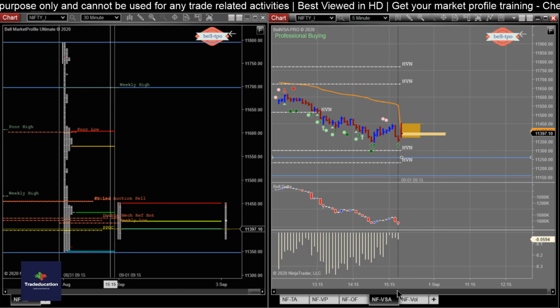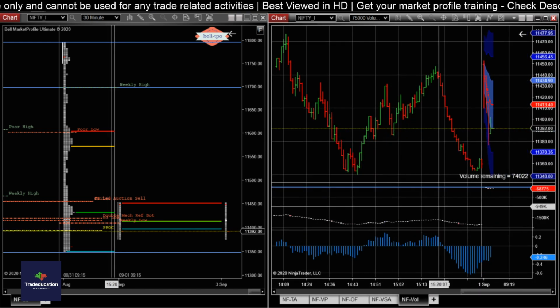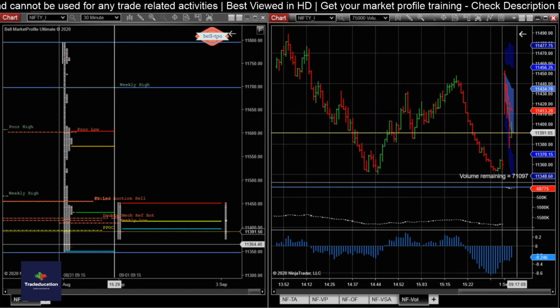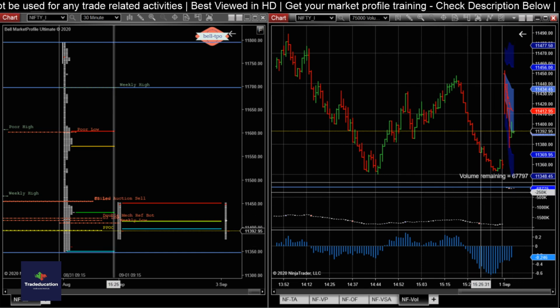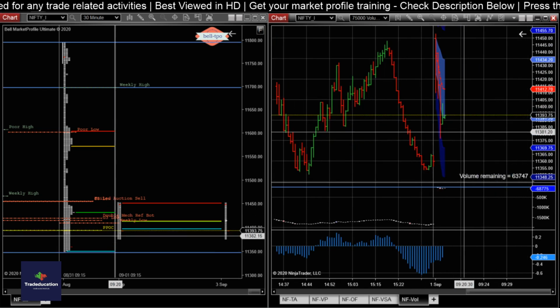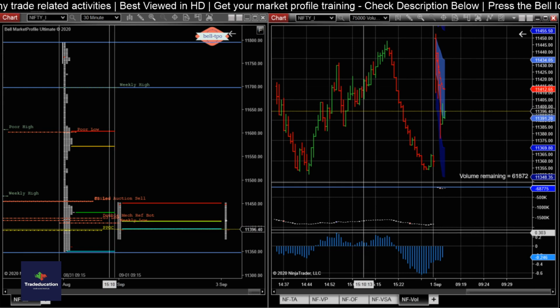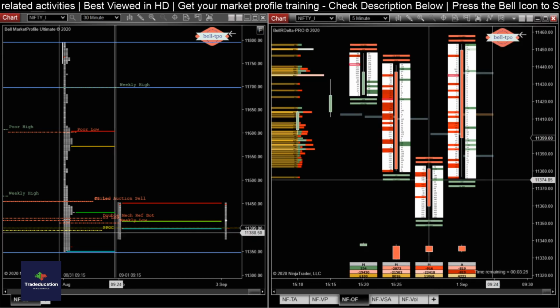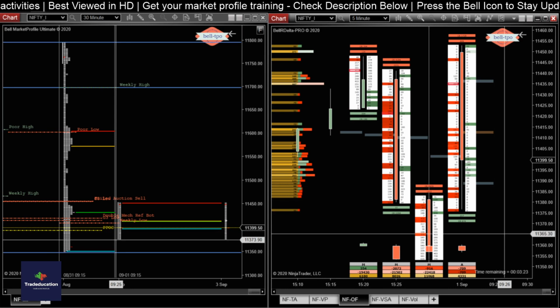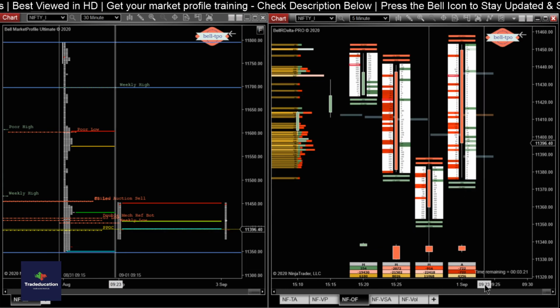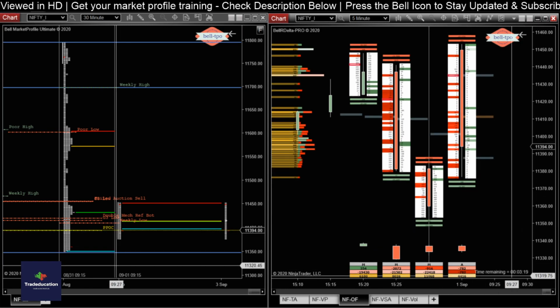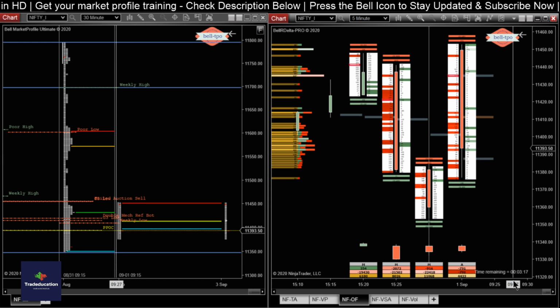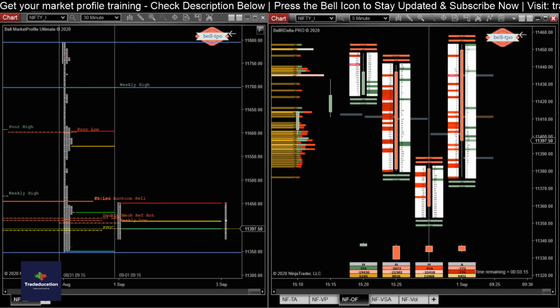See the negative delta. Let me switch here and yeah. If you see the selling pressure coming in, negativity, it's below VWAP. 4,000 contracts traded in just a minute. So pretty heavy selling coming in.